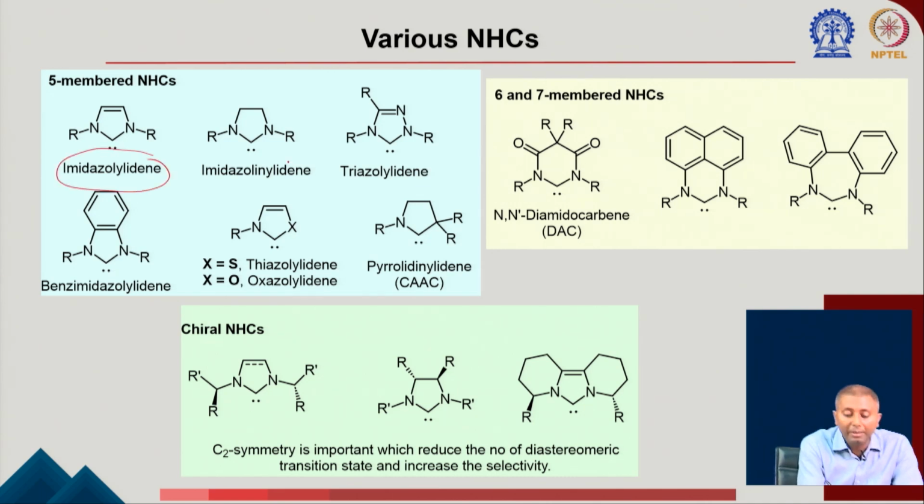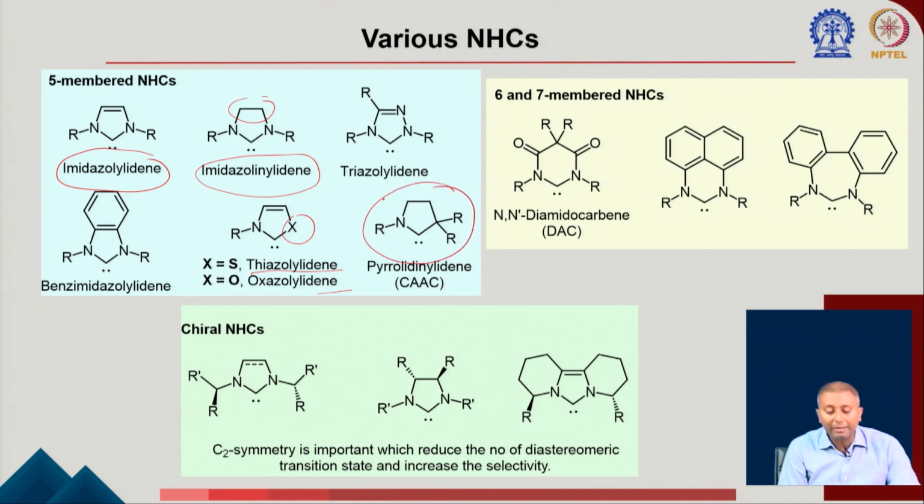Now you can see it could be an imidazolidine, that means you don't have this double bond here. And then there are several variations. Instead of nitrogen on both sides, it could be nitrogen on one side, and the other side will have oxygen or sulfur. So that could be thiazolidine or oxazolidine. And then there are other variations with carbon here also. And then there are some chiral NHCs. So chiral NHCs are also very important compounds, used as organocatalysts for various different transformations. Then there are also 6-7 membered NHCs. Okay.